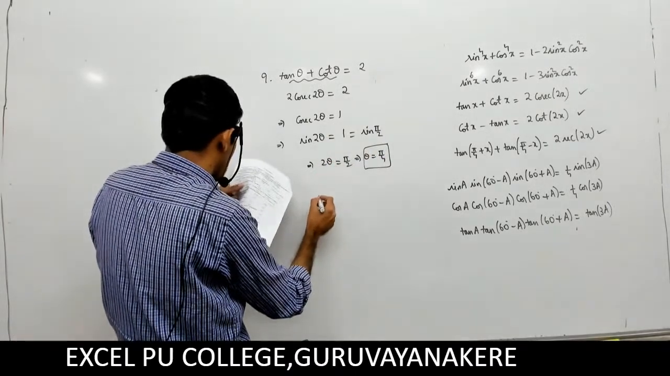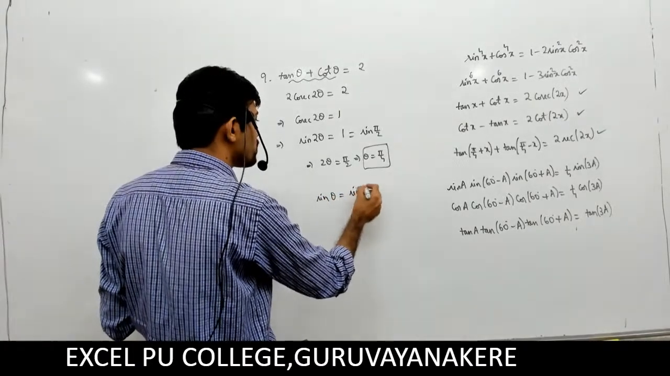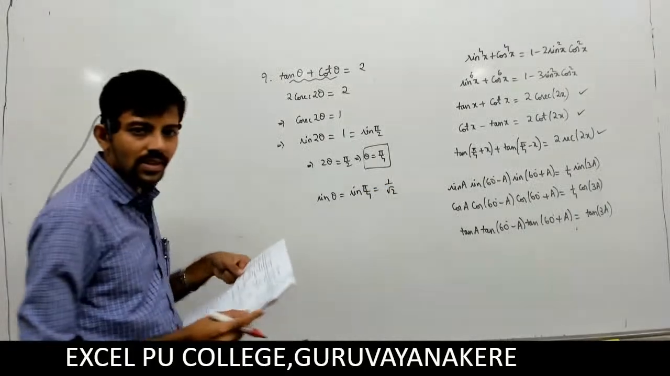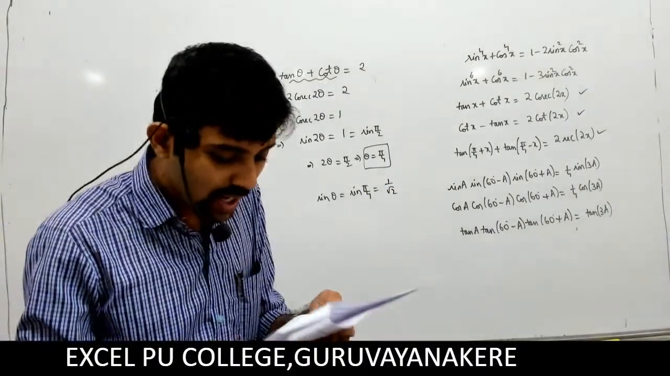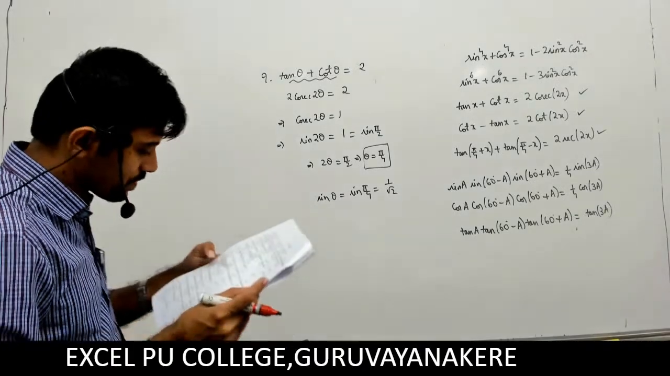What we need to find is sin theta value. No? Sin theta is equal to sin pi by 4. Theta is pi by 4. We got sin pi by 4 is 1 by root 2. That's the answer. Answer is fourth option.